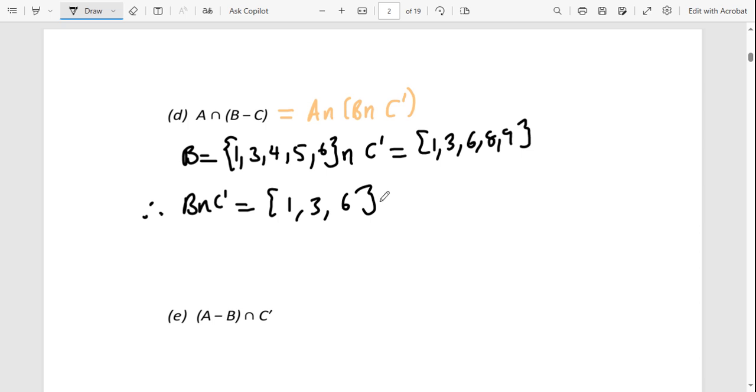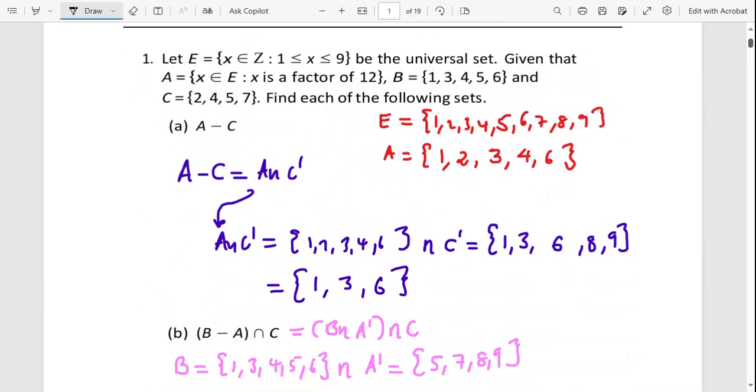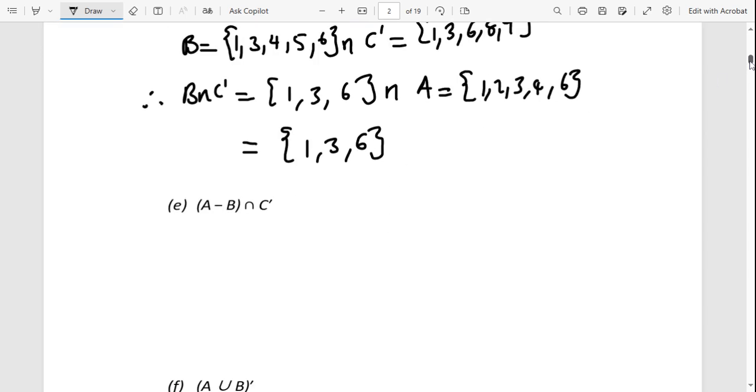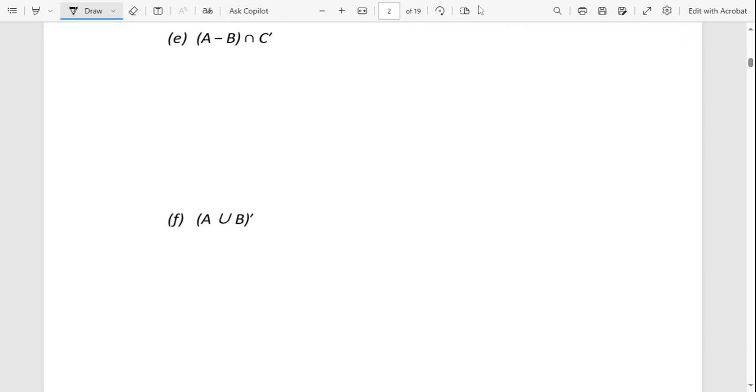Now we want where this set is intersecting with the set A. And the set A is 1, 2, 3, 4, 6. So this is going to give us the intersection: we have got 1, 3, and 6. So that is that. Does that make sense? Excellent. Thank you very much.